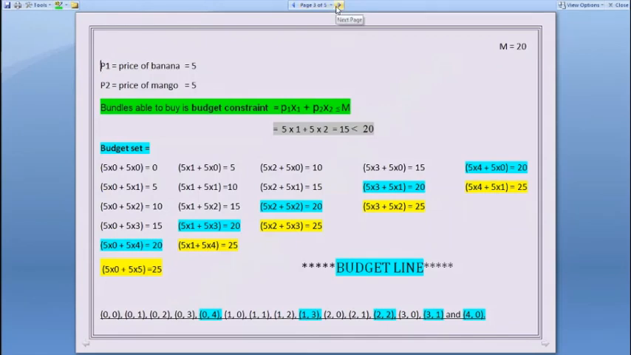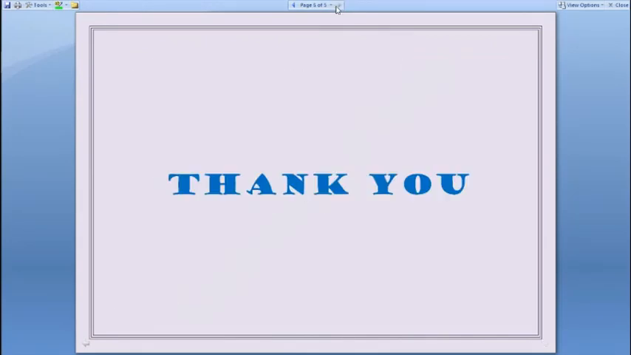So that's about it, and we'll continue next class from here to find out what the equilibrium is if you know the indifference curve and you know the budget line of the consumer.